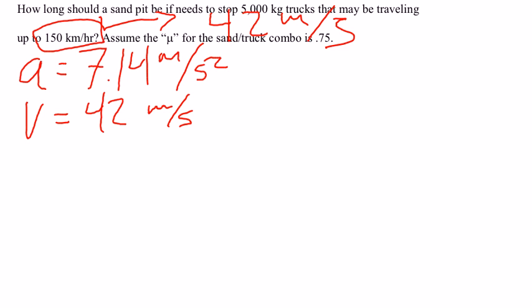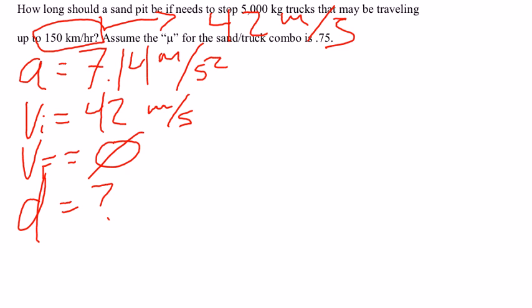Is that initial or final? Well, he's going 150 or 42 and then stops. So that's initial. V final, well, he stops. He's going to be 0. So I'm asking for how long. So I'm asking for displacement.